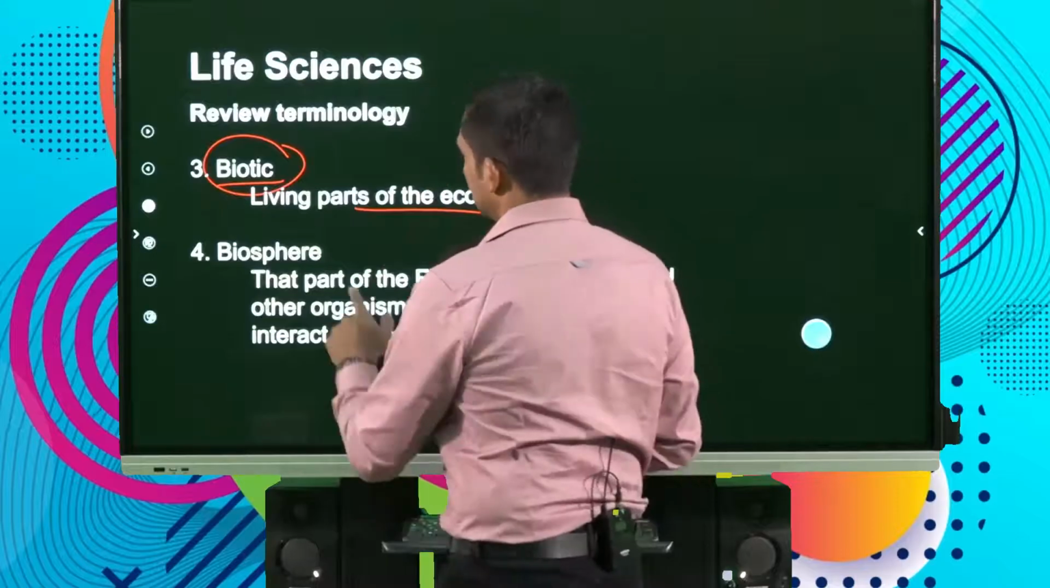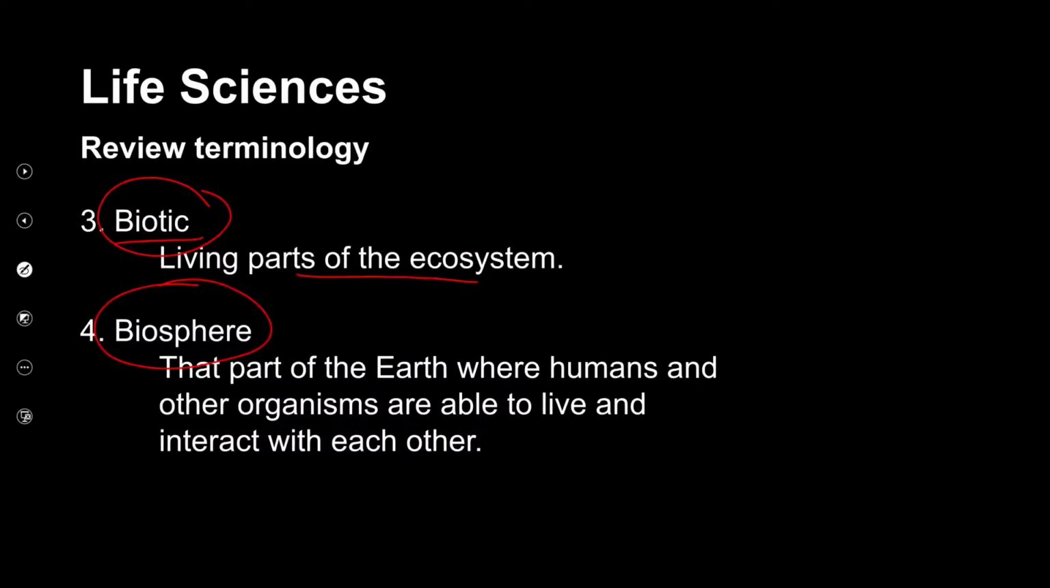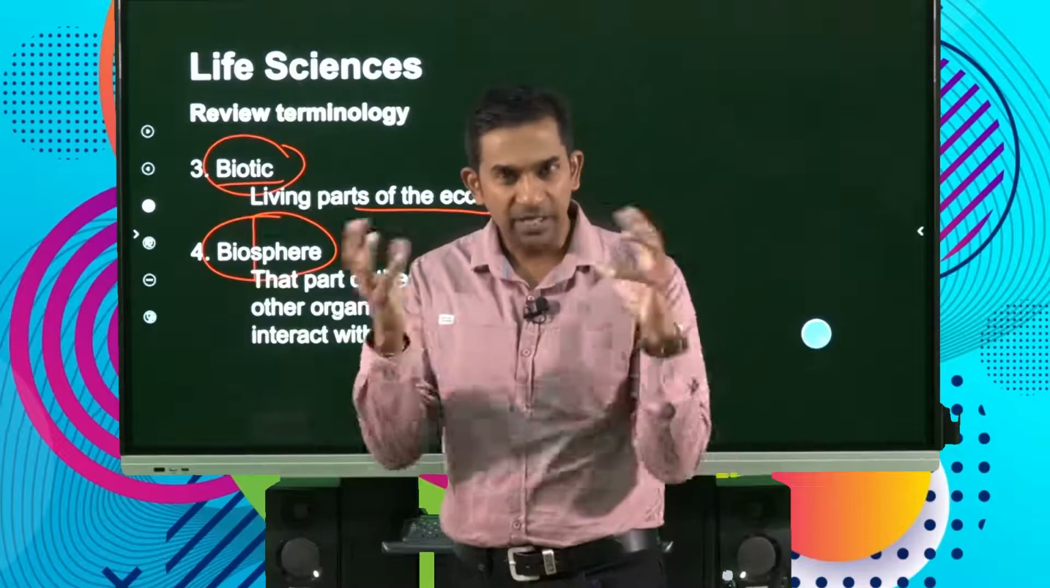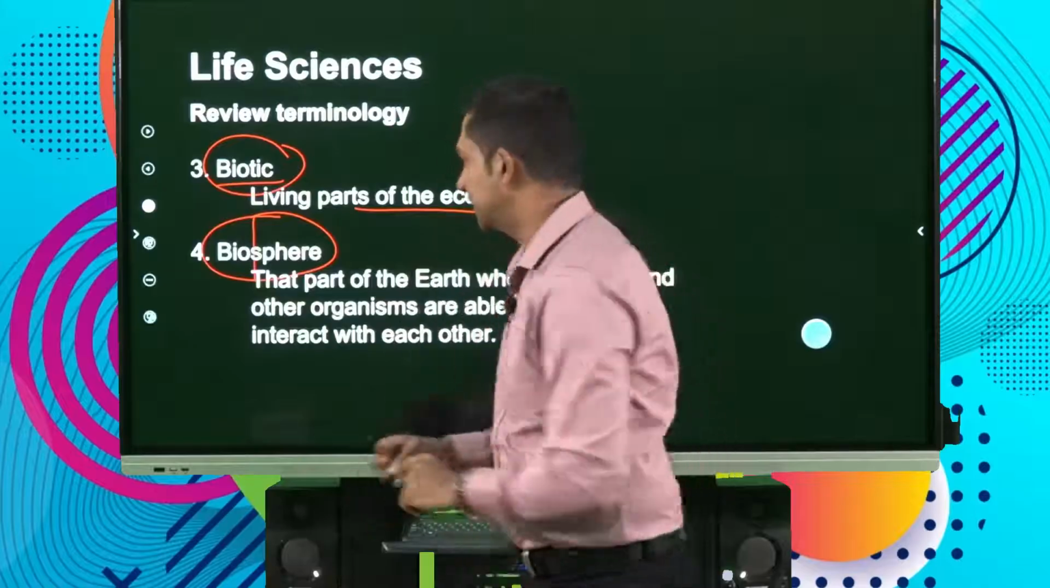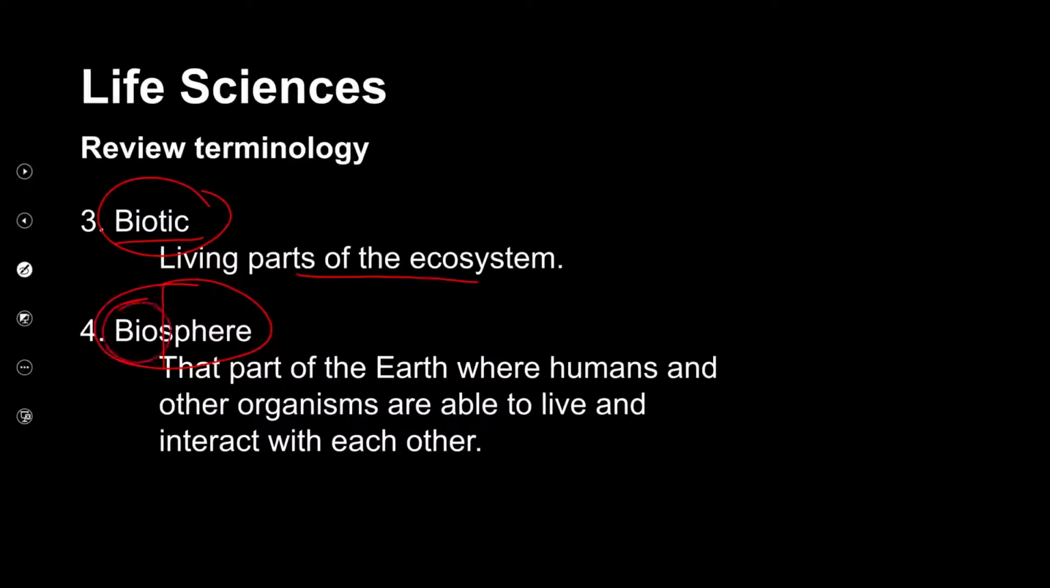Okay? So the term biosphere is essentially what we're going to unpack today. So the biosphere refers to, again, the sphere refers to a globe or kind of the earth that we live on, and the bio refers to the living components. So when we talk of biosphere, we refer to all parts of earth where humans and other organisms are able to live and interact with each other.